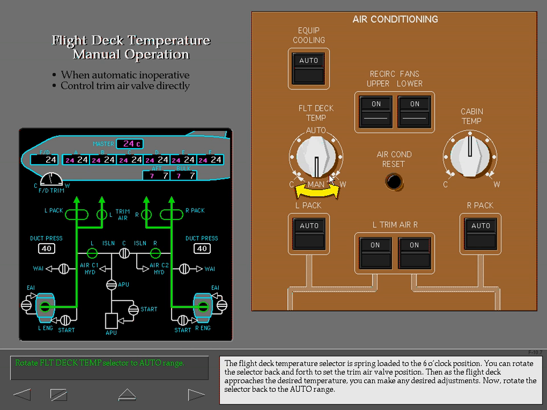The flight deck temperature selector is spring-loaded to the 6 o'clock position. You can rotate the selector back and forth to set the trim air valve position. Then as the flight deck approaches the desired temperature, you can make any desired adjustments. Now rotate the selector back to the auto range.